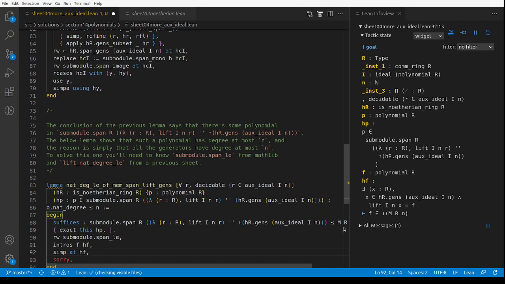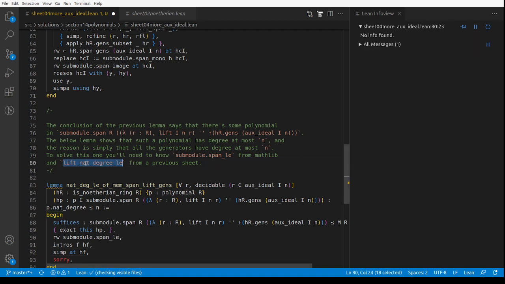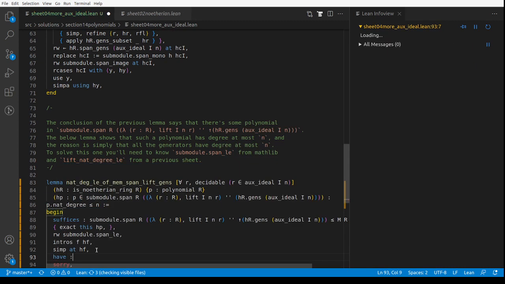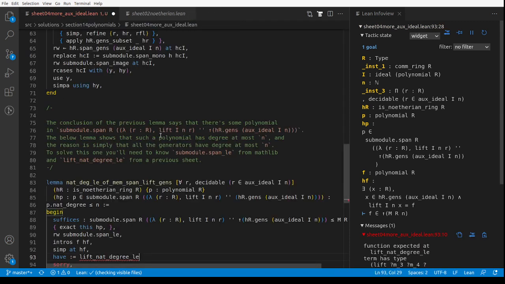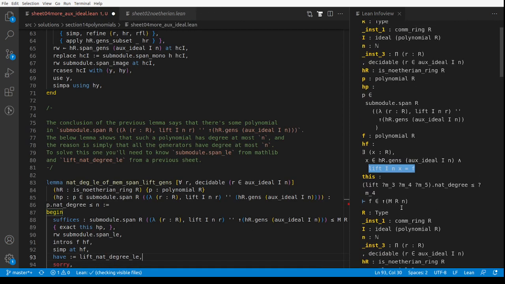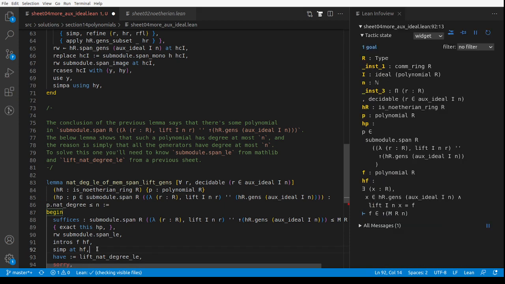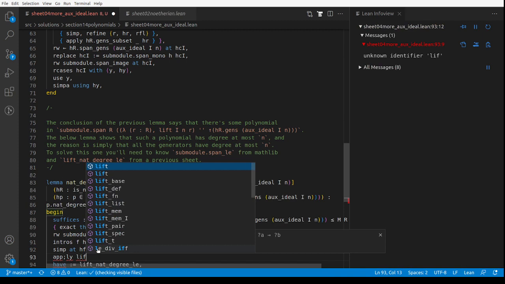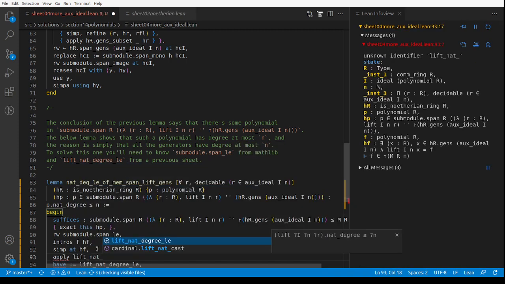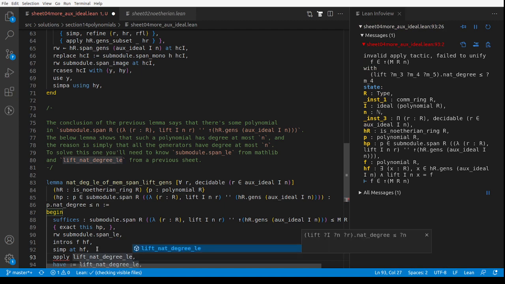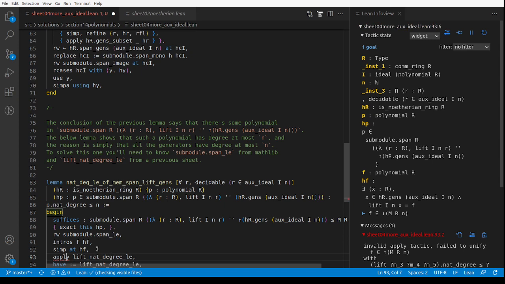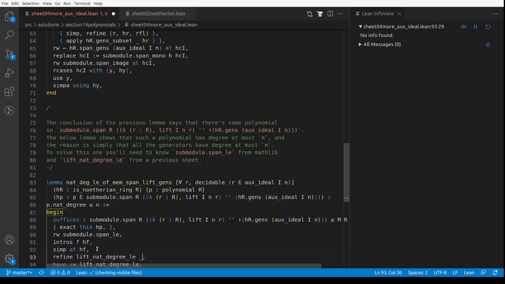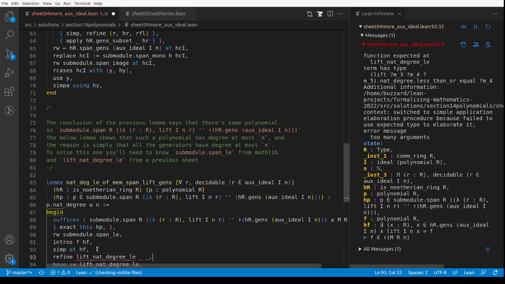Right, so now we can actually do cases. We need to prove that the lift, so the hint tells us this, what's this? Have colon equals this. Oops. Have colon equals this. This says the lift of a nat degree is at most this. Okay. So we could apply lift nat degree. We could probably apply it. Lift nat degree LE. Does that work? No, it doesn't. Maybe we could refine it. No, have I got something wrong? Okay.